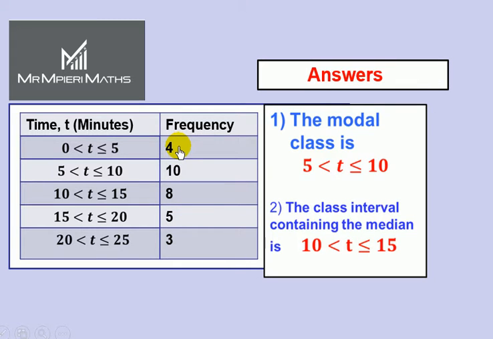Now add till I get 15. So 4 add 10 gives me 14. I'm looking for the group interval that will give me 15 or more. 4 add 10 is 14, I'm still looking for 15. When I add the next frequency, I'll get 15 or more. So this is the median. So the median is between 10 and 15 minutes.